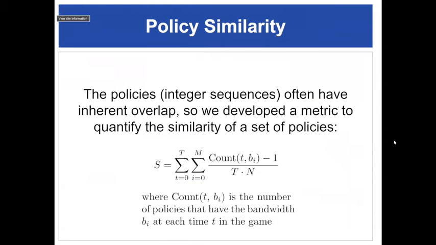And so we developed a metric that could be used to analyze how similar the policies were, ranging from mutually exclusive, where at every time step the integers are unique, all the way up to the policies being completely identical. And so this metric ranges from 0 to about 1, and it's the average over all time for each bandwidth in the M bandwidths, the count of that bandwidth at a certain time, divided by the total time and the total number of bandwidths.